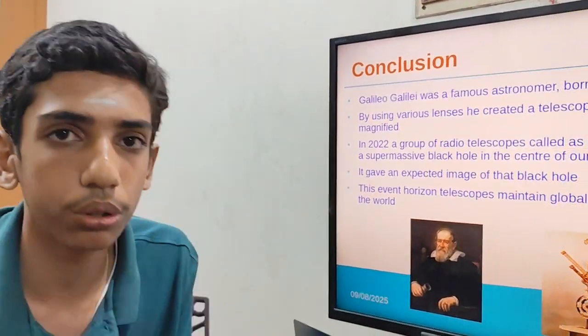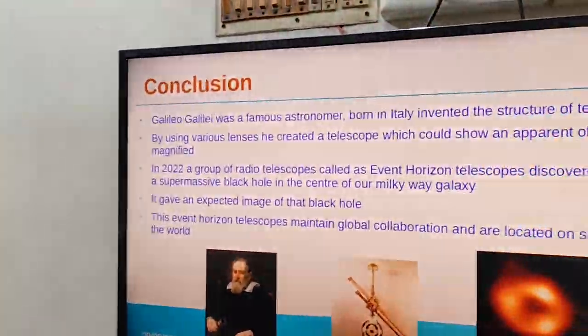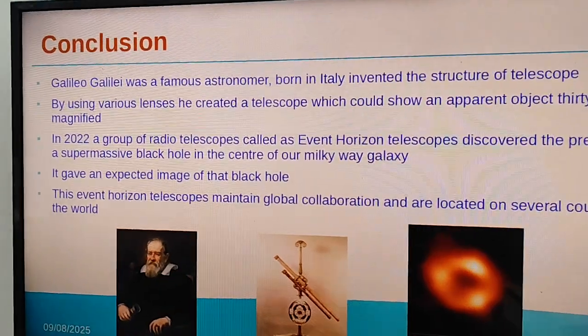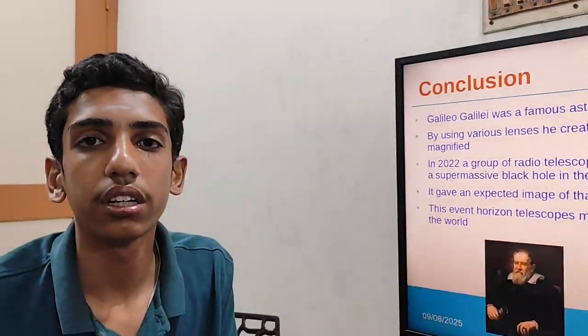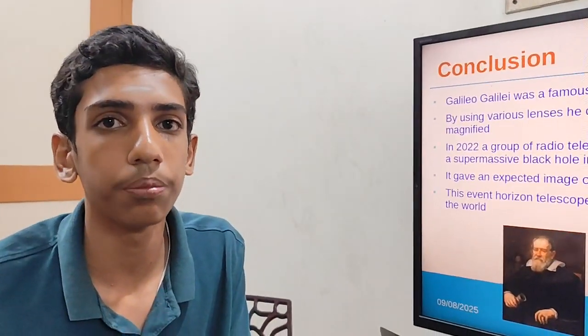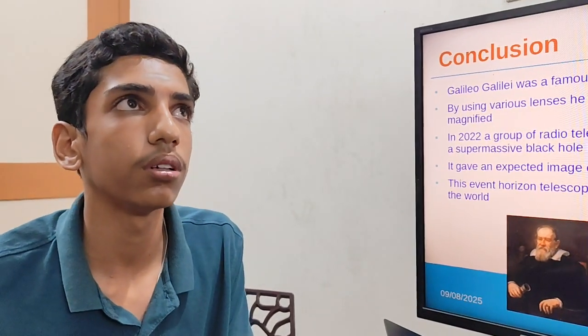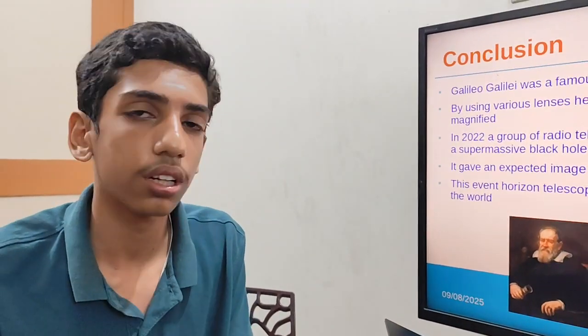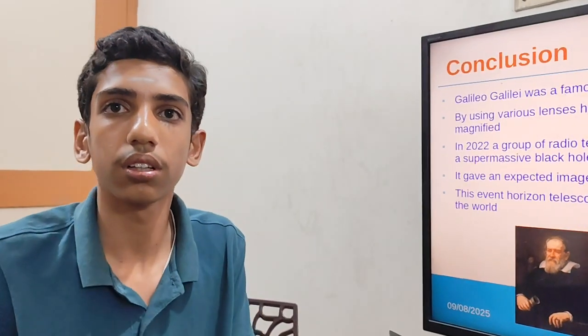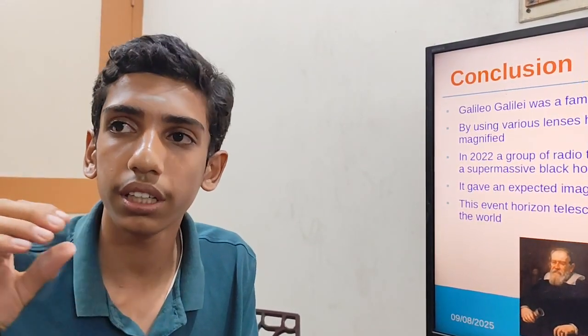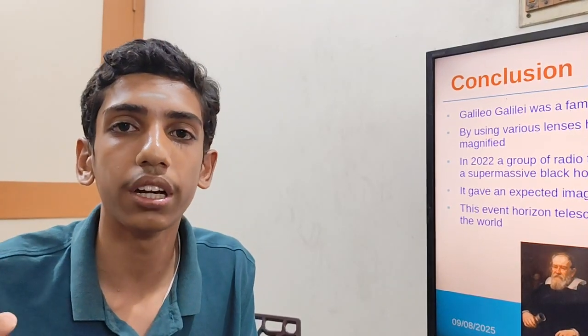And we have come to the conclusion. Galileo Galilei, a famous astronomer, was born in Pisa, Italy. He invented the structure of the telescope, and he was interested in physics. He initially created a telescope which could magnify a far object 30 times bigger.